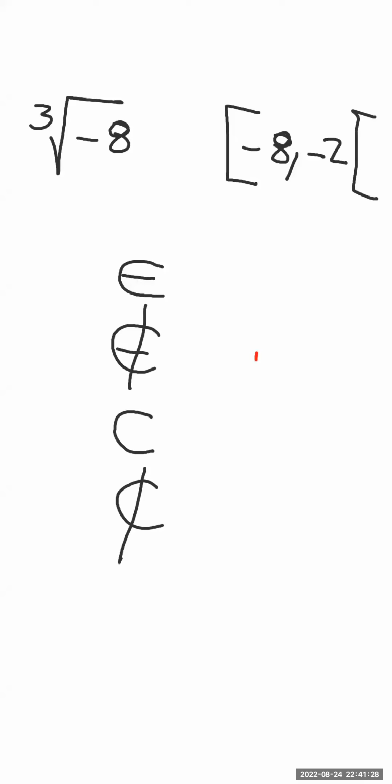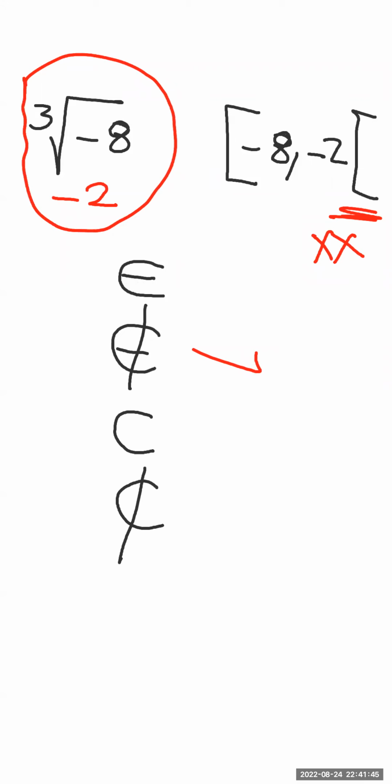Because it will be equal to -2, and it is not included because it's an open interval. Exactly. From the side of -2, so it's not included in the interval. So -2 does not belong to this interval. Again, the cubic root of -8 equals -2, right? Do we have -2 inside this interval? No. Why? Because -2 is open from the side, so it's not included.